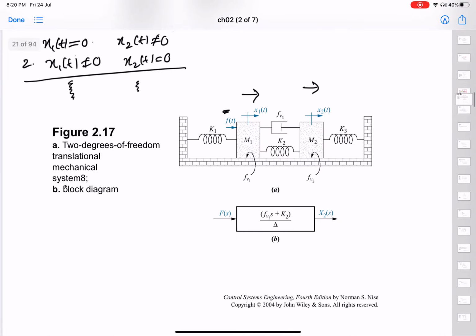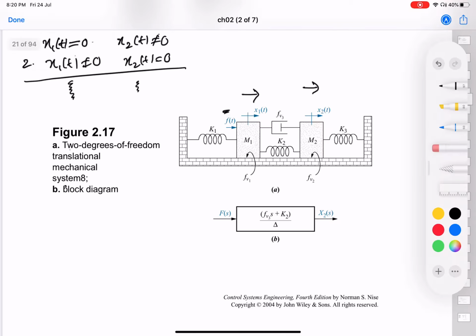So in the beginning, let us assume that only x1 moves. This is the first case. So x1(t) is not equal to 0 and x2(t) is equal to 0. So what are the forces on the two masses when only mass m1 moves? If you look at the forces, you can easily see what is going to happen if this mass moves. And you have to assume motion in the positive direction, so that is why the directions are shown.